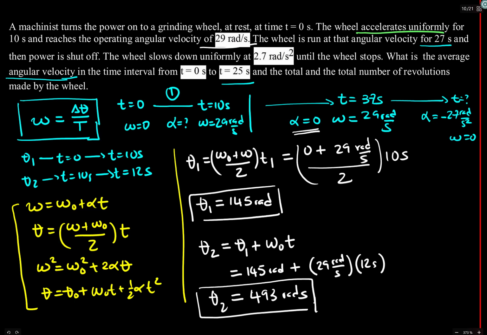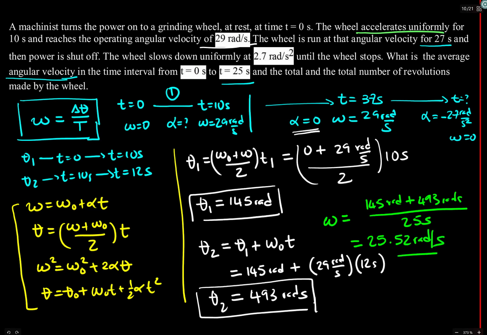Now, the average angular velocity omega is just going to be equal to 145 radians plus 493 radians, all divided by the total time, which is 25 seconds. And we will end up with 25.52 radians per second. This gives us the average angular speed.